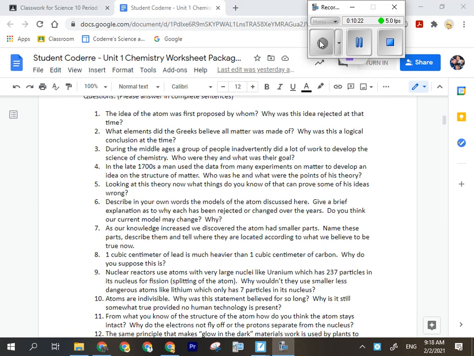Okay, question number 7. As our knowledge increased, we discovered the atom had smaller parts. Name those parts, describe them, and tell where they are located according to what we believe to be true now. What are the 3 parts of the atom? Electrons, protons, neutrons. Two of those are in the nucleus. Which 2? Protons and neutrons are in the nucleus. Electrons are in the cloud surrounding it.